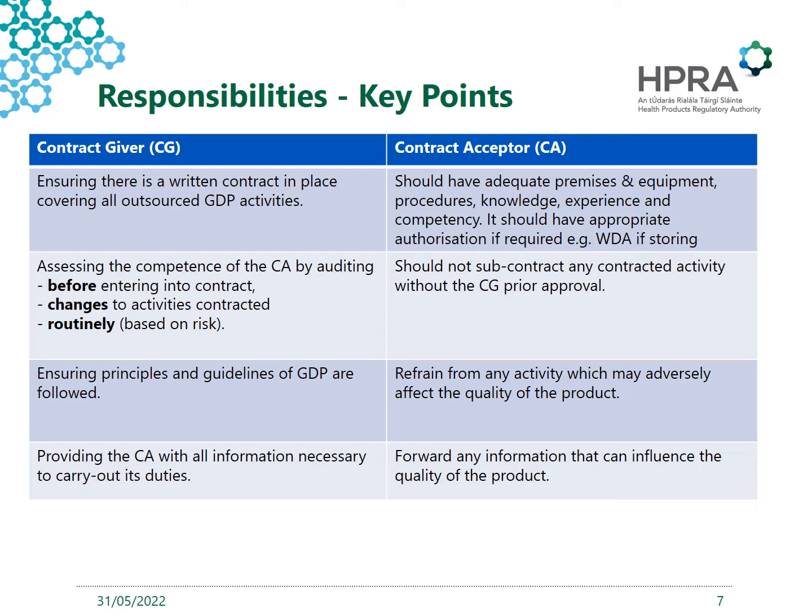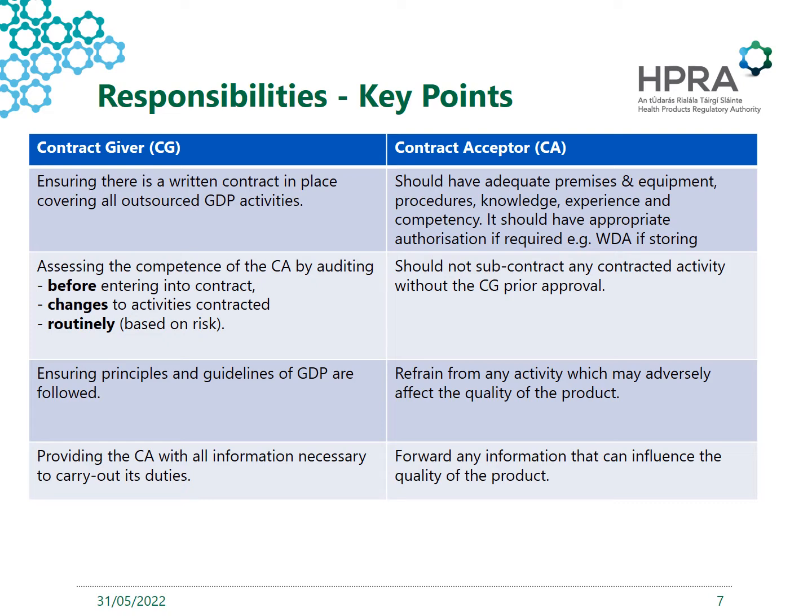Here we go through the key points in relation to responsibilities of the contract giver and the contract acceptor. The contract giver should ensure there is a written contract in place covering all outsourced GDP activities. They should assess the competency of the contract acceptor by auditing before entering into the contract, for any changes to the activities contracted, and then routinely, and this should be based on risk. The contract giver should also ensure the principles and guidelines of GDP are followed, and they should provide the contract acceptor with all the information necessary to carry out its duties.